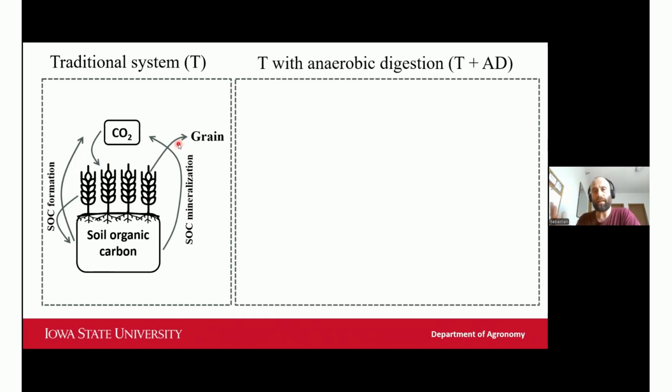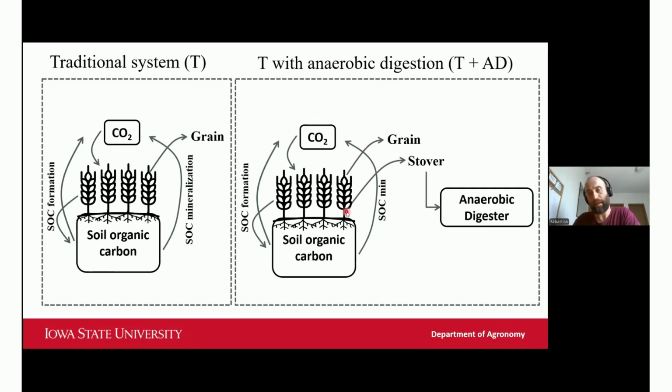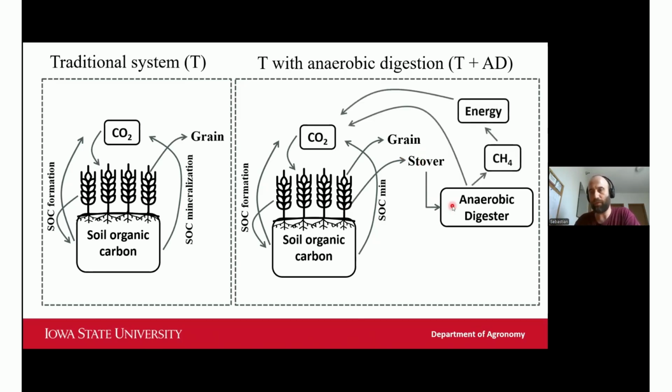When we combine this traditional system with anaerobic digestion, we change this picture a bit. One thing that can happen is that we harvest the stubble, and the stubble goes to the anaerobic digester to produce the methane and the energy, and also to produce CO2. Then the digestate can be applied on croplands, to the soil.